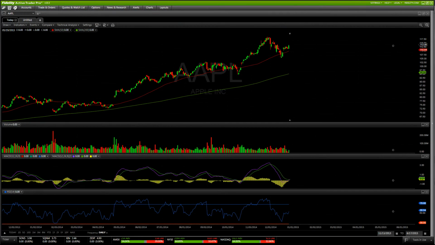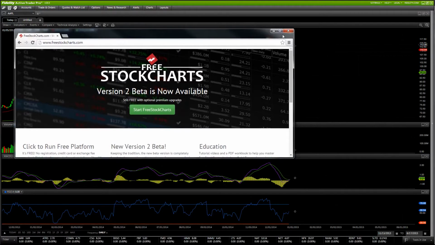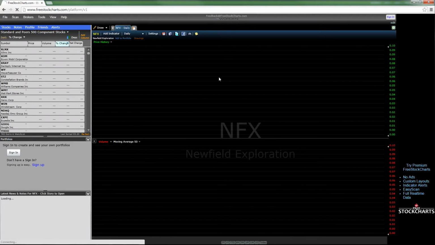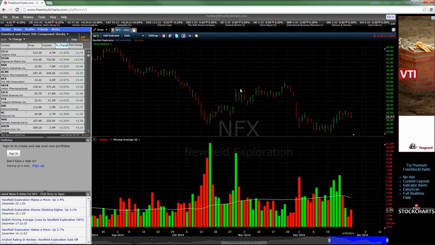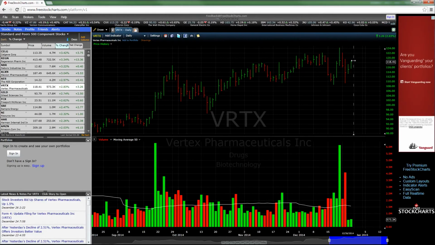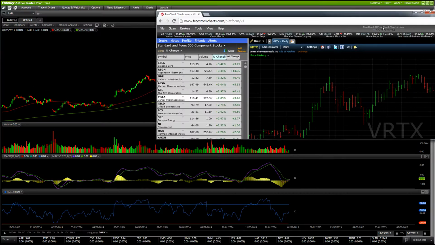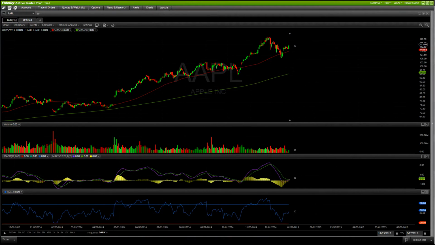And then another website is freestockcharts.com, and that looks like this here. You just click start, it'll load up for you, and it'll give you a chart. You can look at different securities and start analyzing them and looking for those patterns that indicate a price movement in the direction that you want it to go. So those are two options that are free. If you don't have a broker account and you're trying to look at charts, there's two places you can do that.